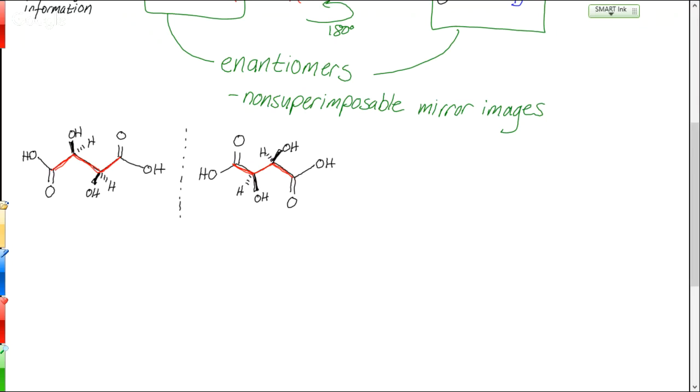So now let's talk about how we do it on paper. With larger molecules like this, it's actually a little easier, I think, than what we did with the small molecules when we were twisting them around. So here's what we're going to do. We want to flip one of these molecules over. We want to either flip it this way or flip it this way.